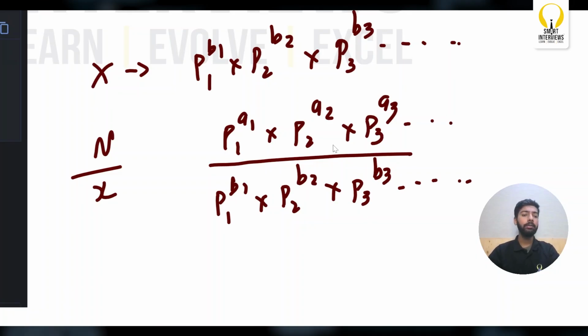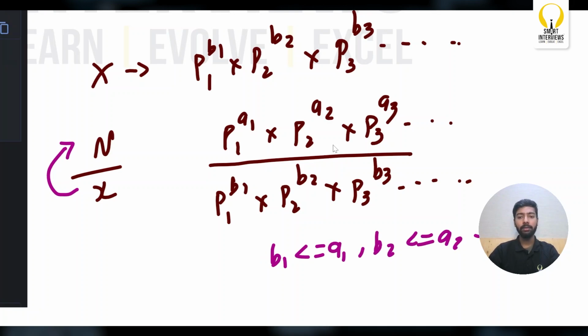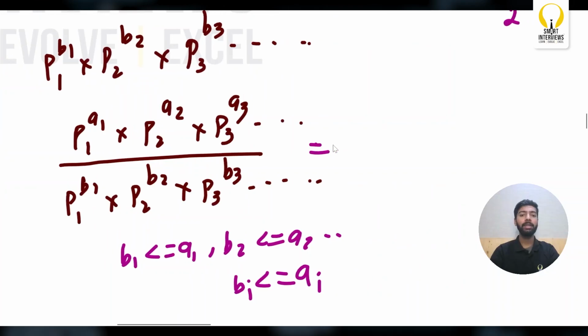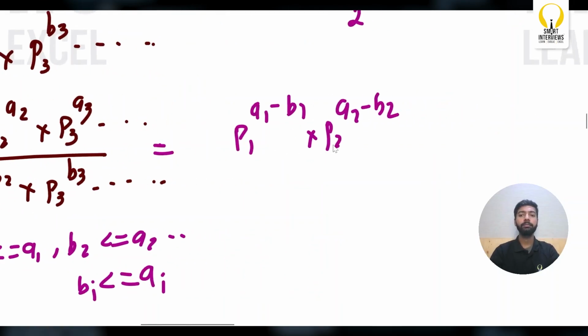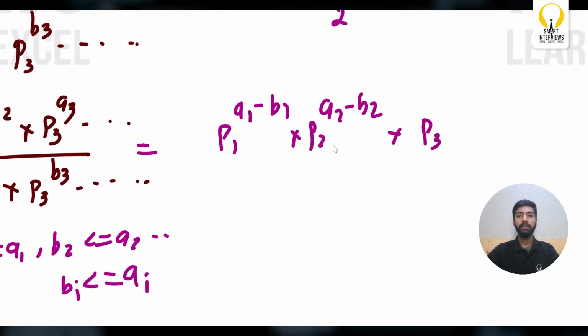Now, in order for x to be a divisor of n, what should be the condition? B1 should be less than or equal to A1 and B2 should be less than or equal to A2 and so on. That means Bi should be less than or equal to Ai. So if I do that division, what will be the output? It will be something like P1^(A1-B1) into P2^(A2-B2) into P3^(A3-B3) and so on.